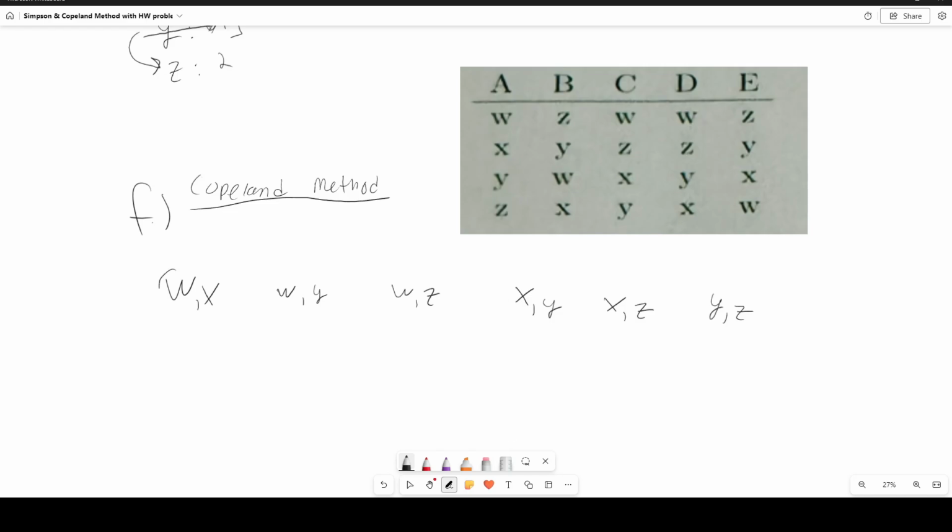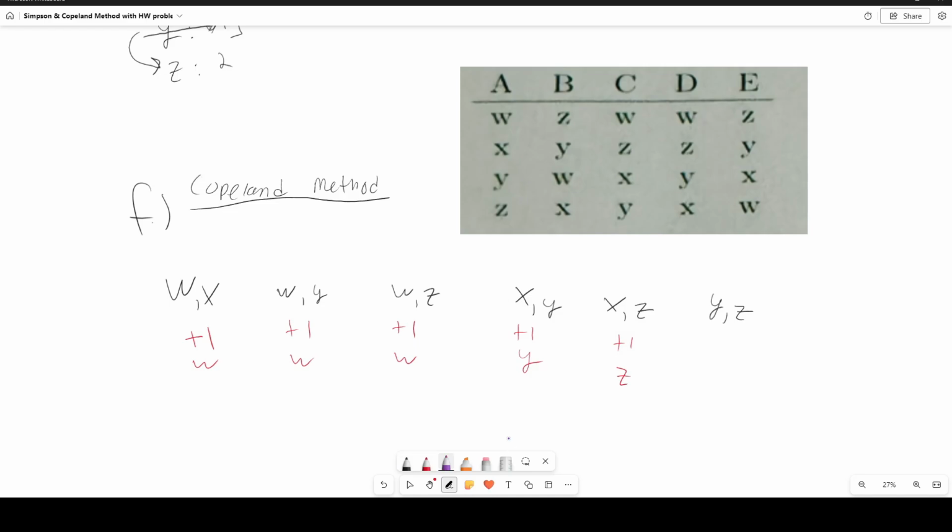So we know that W is our Condorcet winner, and X is our Condorcet loser. So no matter what election we have between 2 candidates, if there's a W, W wins and gets +1. If there's an X, X loses and the other candidate gets +1. So we have +1 for W, +1 for W, +1 for W, +1 for Y, +1 for Z, and then Y versus Z we have to actually calculate, so let's go look at it.